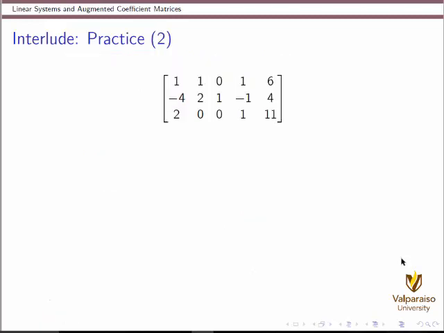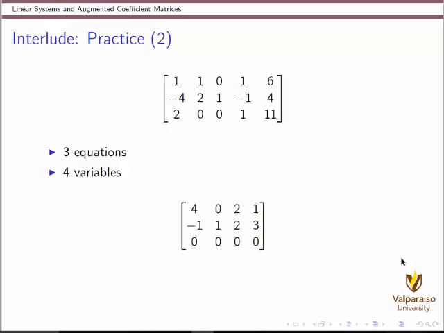Here, 3 rows, so 3 equations, looks to me like 4 variables. The 6, the 4, the 1 would be the right-hand side of the equations. And finally here, 3 equations, 3 variables.